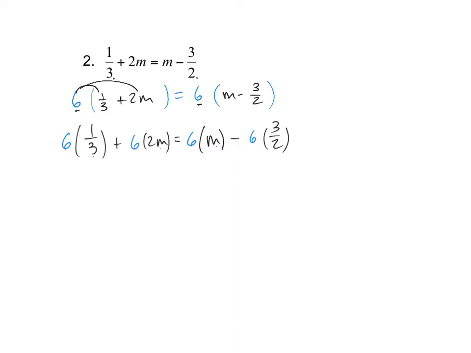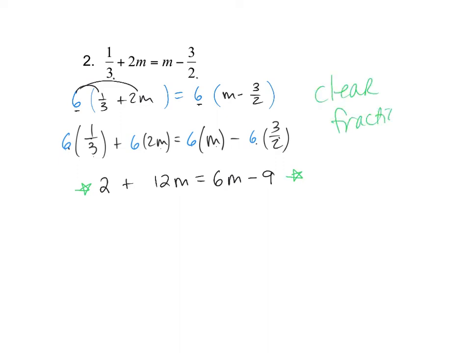Next step is go ahead and simplify. 6 times 1/3, that would be 6/3, which simplifies to 2. And then we've got 12m is equal to 6m minus, let's see, 6 times 3/2, that would be 18/2, which simplifies to 9. And now we've got this nice equation with no fractions in it. Okay, so that's why clearing fractions is often the most efficient way to go, and that's where we're going to head when we have rational expressions with big polynomials and everything. We're going to clear our fractions.